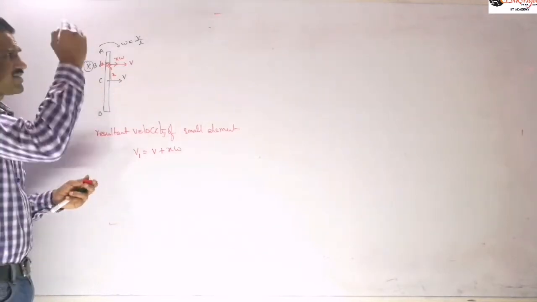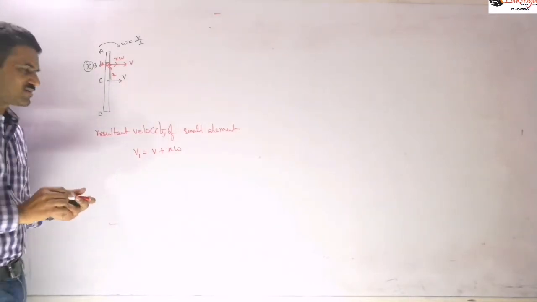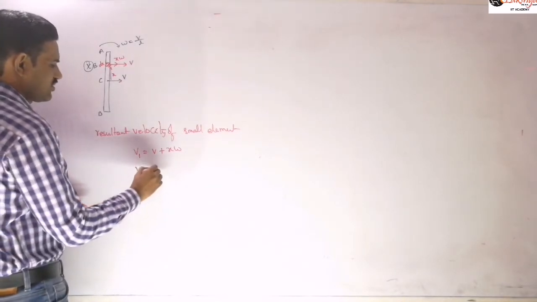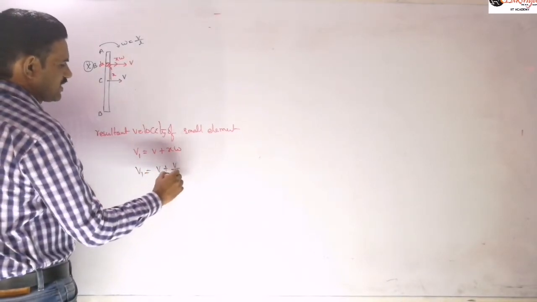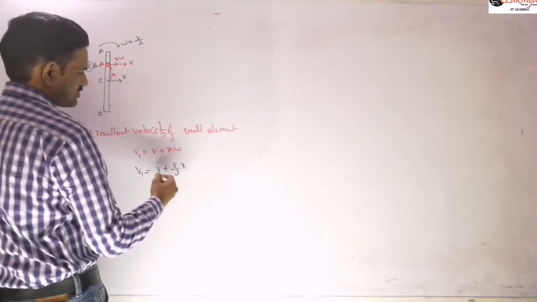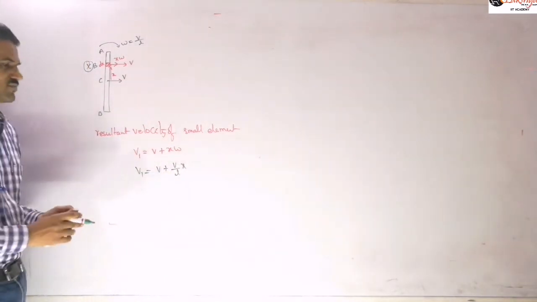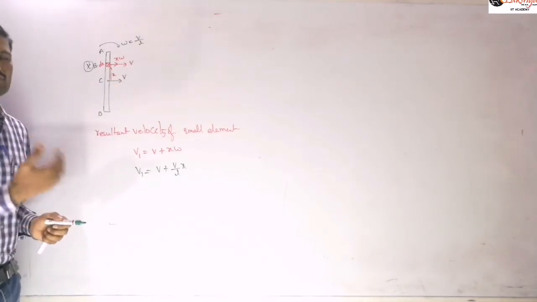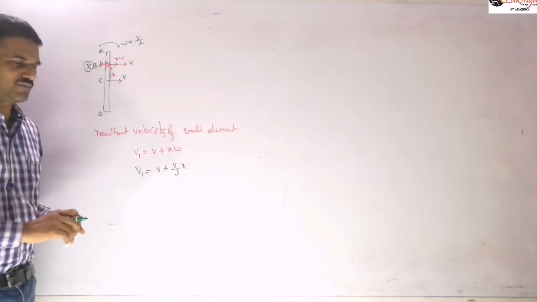Where omega, if you substitute that value, I can write this expression as V1 is equal to V plus V by L into x. So that will be the omega value if you substitute. Now that element is moving with this velocity, so now you can apply the BLV formula for that element.